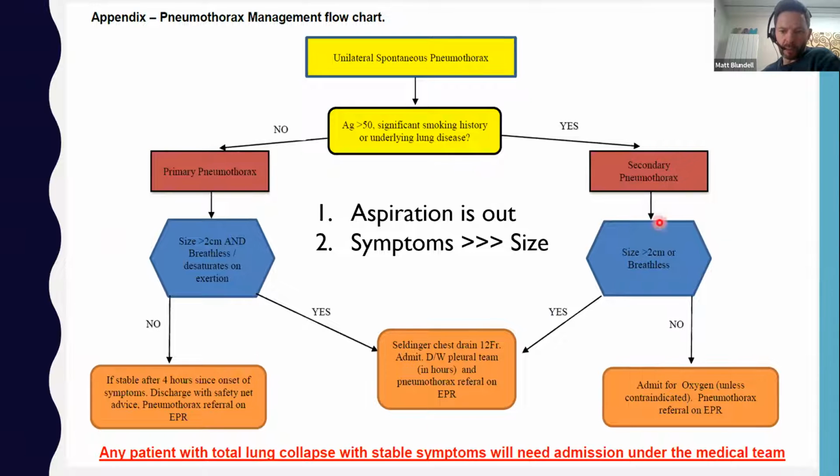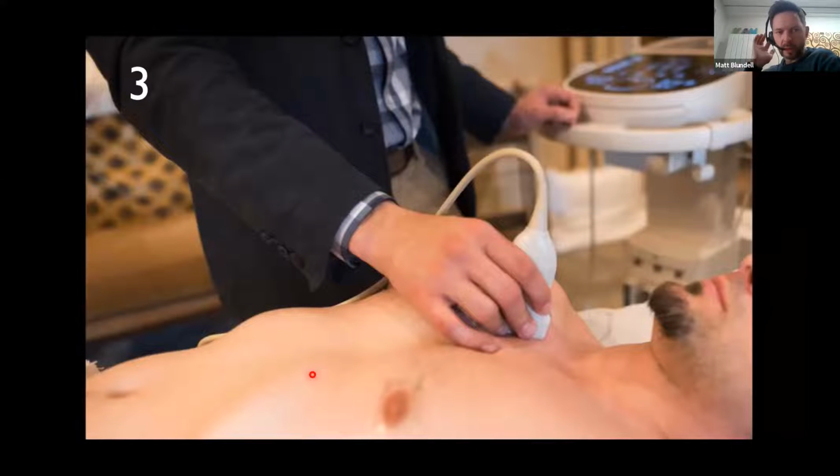Slightly different for secondary pneumothoraces, so that's still based on size over 2 centimeters and breathless. Any patient who has a total lung collapse, regardless of symptoms, should be admitted under the medical team there. So those are two of the major changes. But the third major change is also that the Trust now advise using ultrasound to help determine the best site to insert the chest drain.